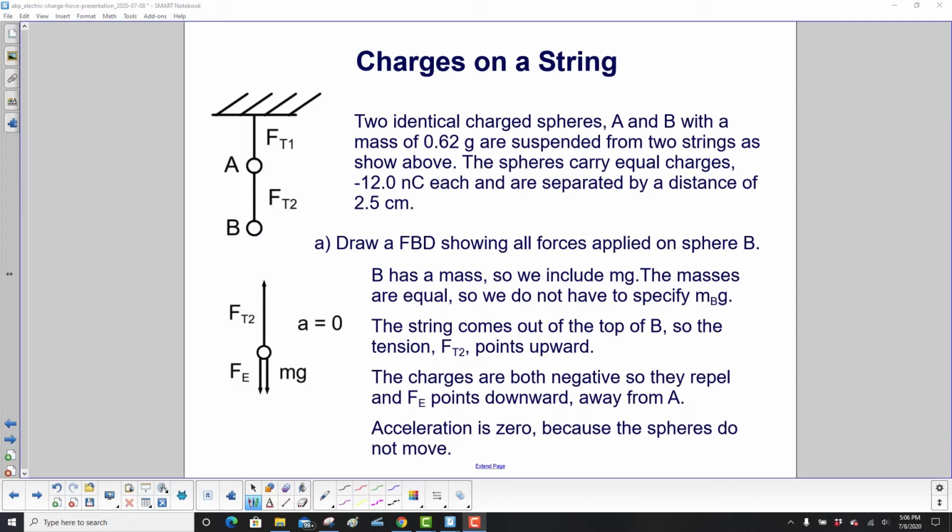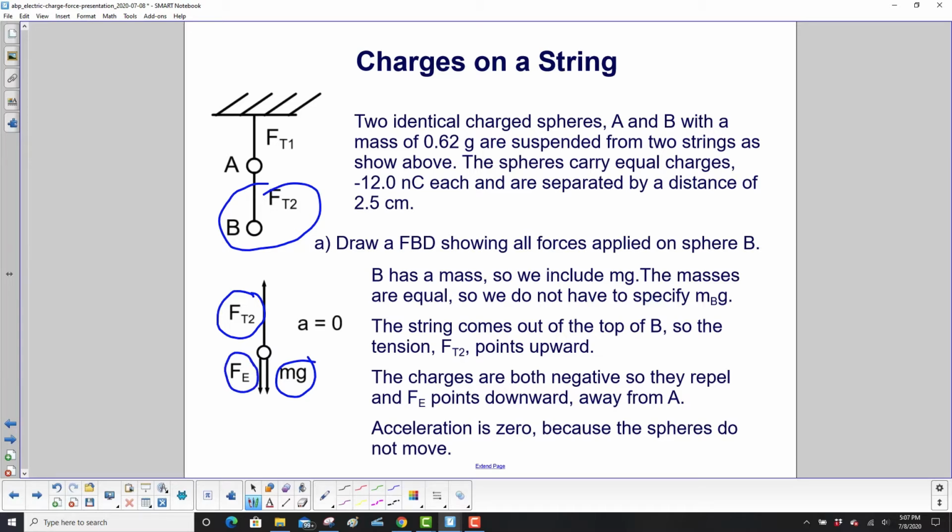Draw a free body diagram showing all forces applied on sphere B. B has a mass, so there's mg. That's always a given. The masses are equal, so we don't have to use subscripts here. We don't have to show m sub B g or m sub A g, just put mg. The string comes out of the top of B, so the tension, F sub T2, is in the up direction. Since the charges are both negative, they repel each other, so the electric force will be down.